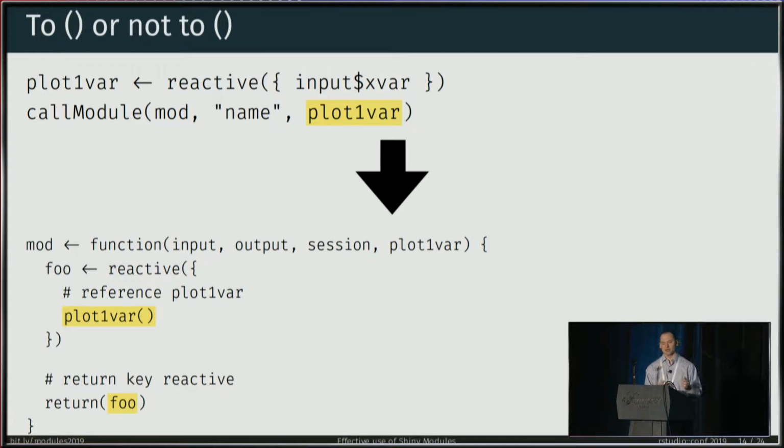In this example, we have this little plot1 var reactive, and we're simply assigning that from an input. Then this module, when we call that, we're supplying that plot1 var as one of the arguments. And within that module, server-side processing, we have a reactive, not doing anything special here. It's just simply referencing that plot1 var. So keep this in your mind a little bit as we talk about when do we put parentheses after these names and when don't we.